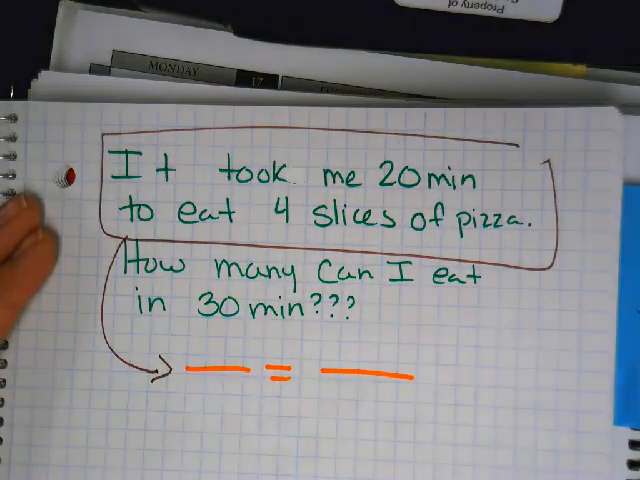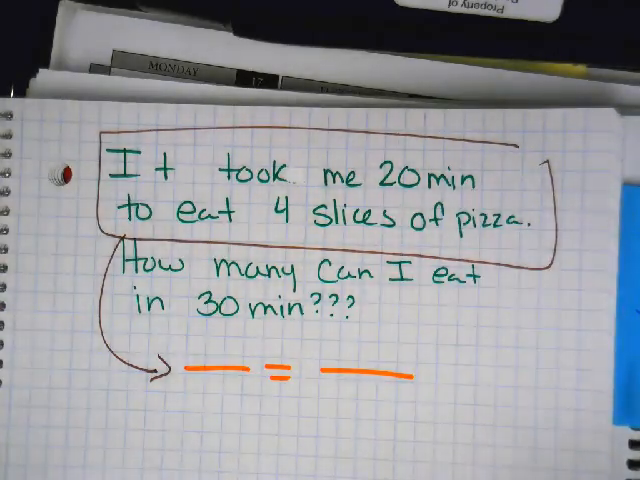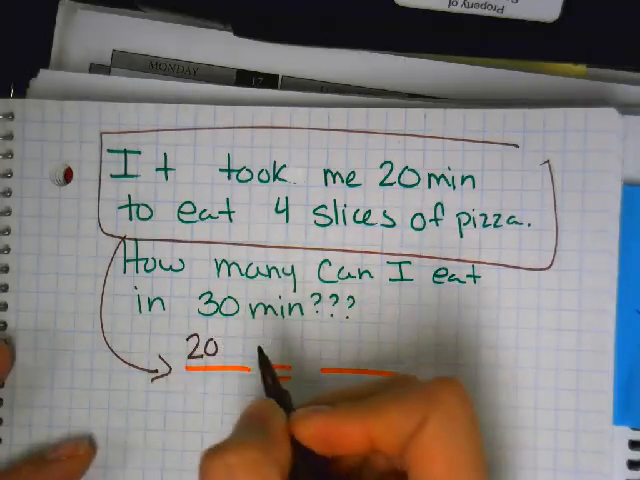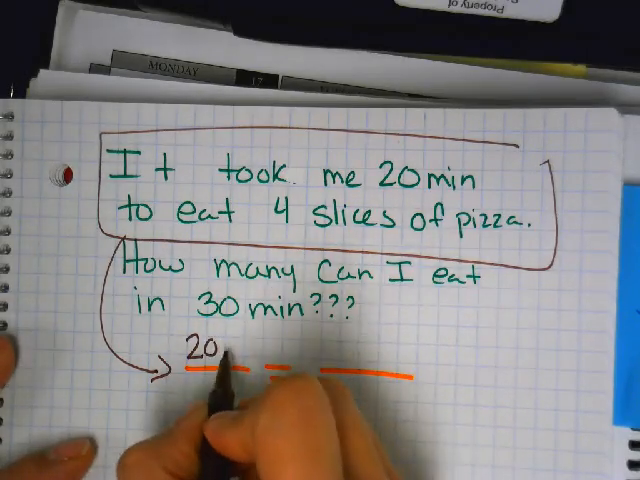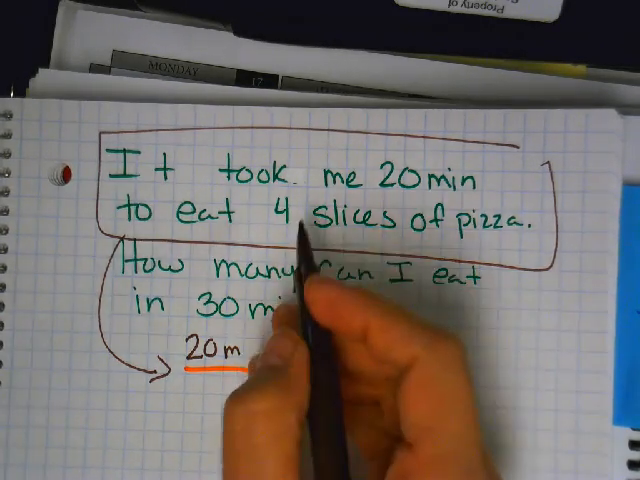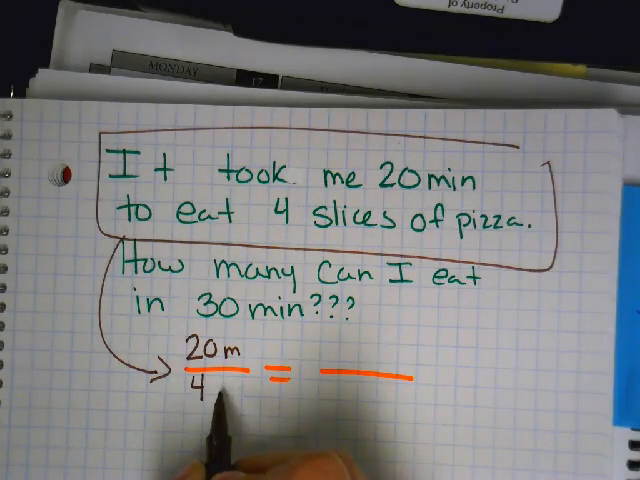Now, you see how the 20 came first? I'm going to put it on the top. Could I put it on the bottom? I can. I could. I'm just going to put it on the top, though. But here's what I'm going to do. I'm going to write M next to it. What does the M stand for? Minutes. And this is very important. 4 goes on the bottom. What letter do you think I'm going to use?